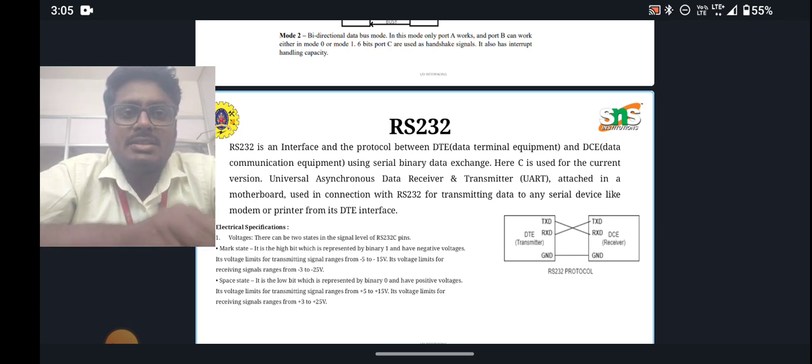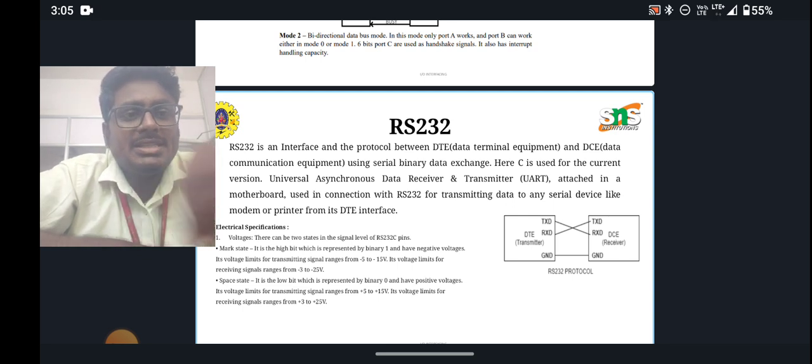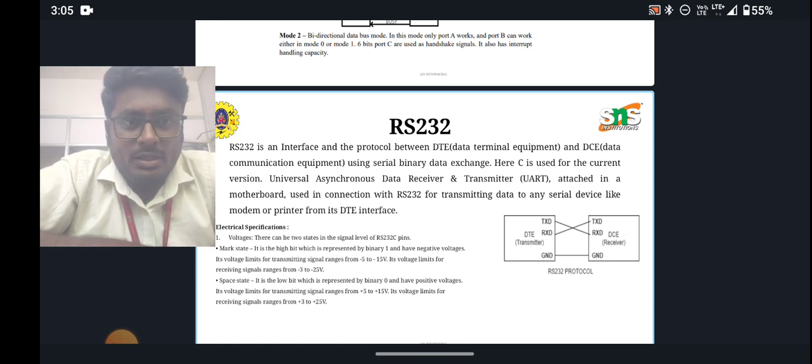The Universal Asynchronous Receiver and Transmitter, UART, attached on the motherboard, is used in connection with RS232 for transmitting data to any serial devices like a modem or printer from its data terminal equipment interface. These are the electrical specifications, which are the voltages.